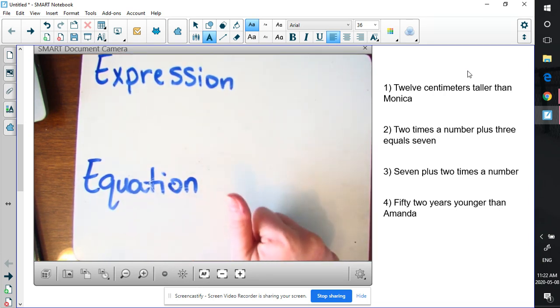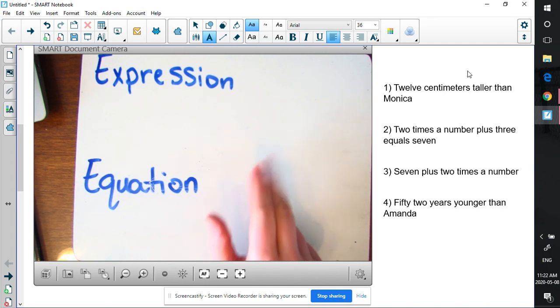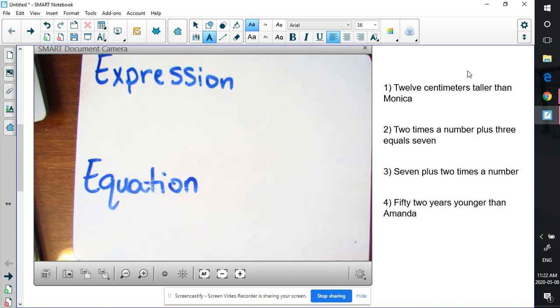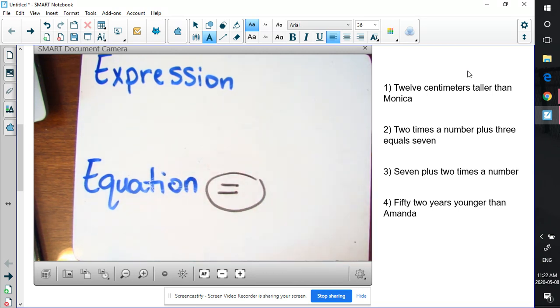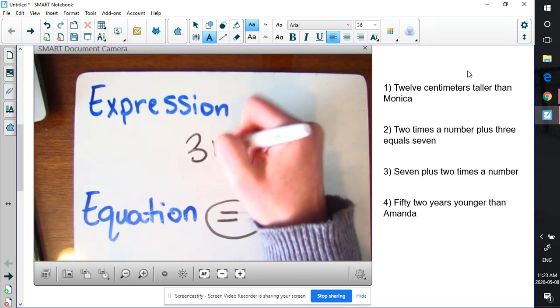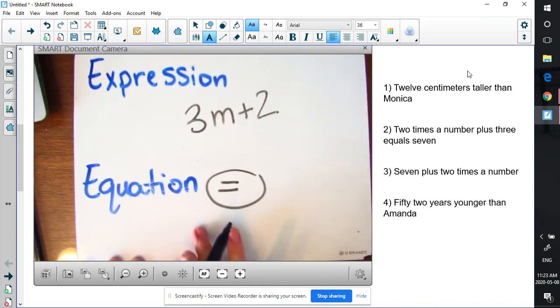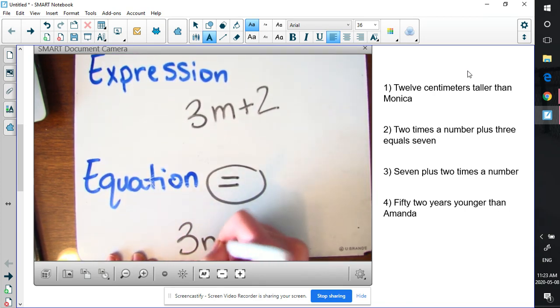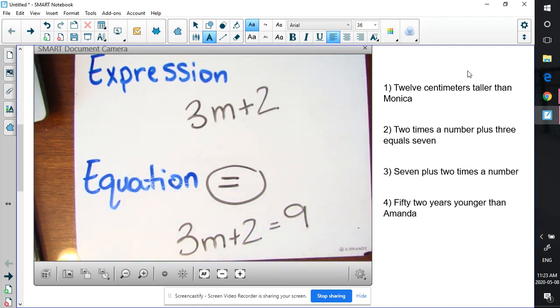And an equation is very similar because it has all of the same pieces as an expression. It has variables, it has numbers, and it has operations. The only thing that an equation has that an expression does not is an equal sign. So an example of an expression would be 3m plus 2. An equation would be 3m plus 2 equals 9.